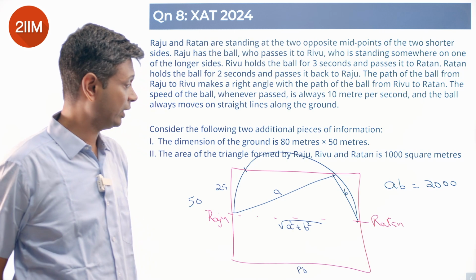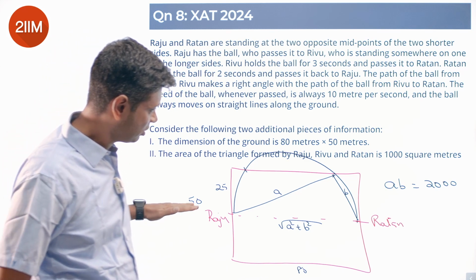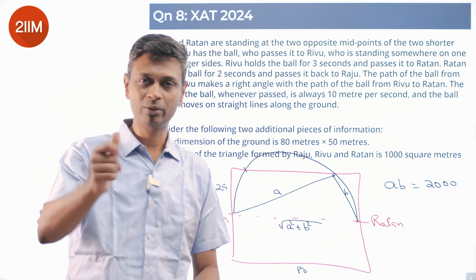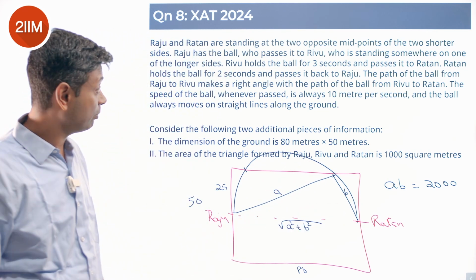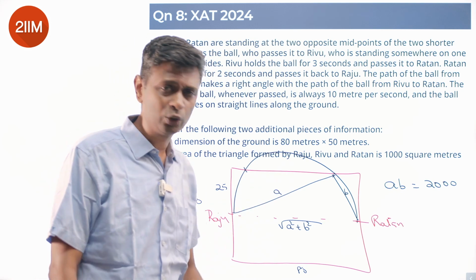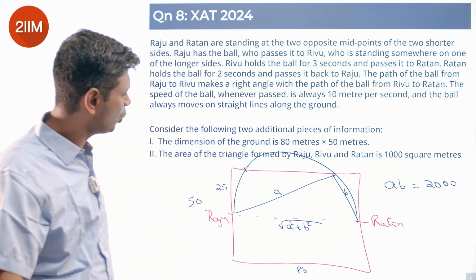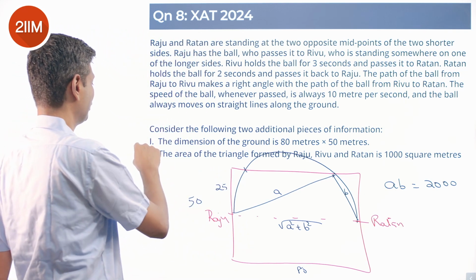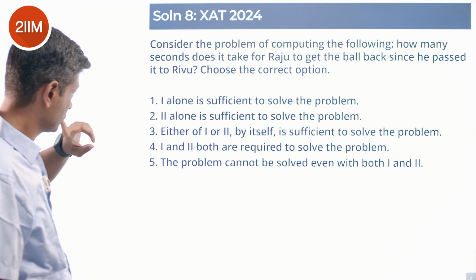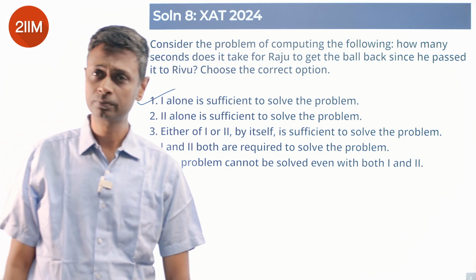So if I have a mechanism to find A plus B plus square root of A square plus B square, I am through. If I know this is 80 and this is 25, then I can locate that. I can draw the circle, I can find the midpoint. So part 1 is easy. The second part says the area is 1000, or A into B is 2000. 40 into 50 is one combination, 20 into 100 is another combination. For them, the square root of A square plus B square will be different. Just knowing the area is not sufficient. This is sufficient, this is not sufficient. I'm looking at the answer choice which says 1 alone is sufficient, 2 alone is not sufficient, this one. Nice.